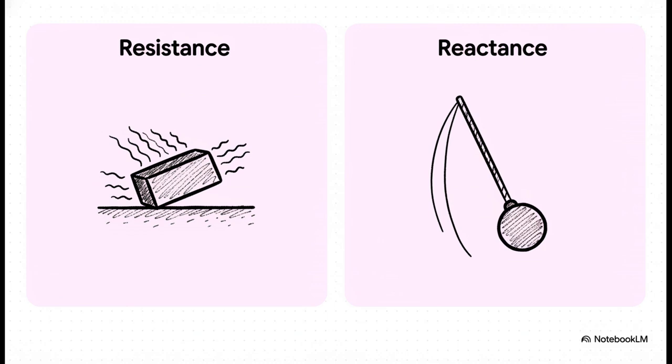So if resistance is like friction, the best analogy for reactance is pushing a kid on a swing. You give a push, but the swing's response is delayed, right? It's out of sync. That delay, that out-of-phase response, is everything. The system is storing and then releasing energy.